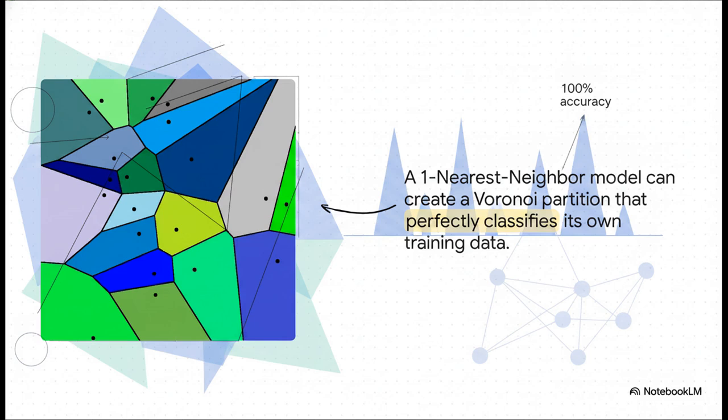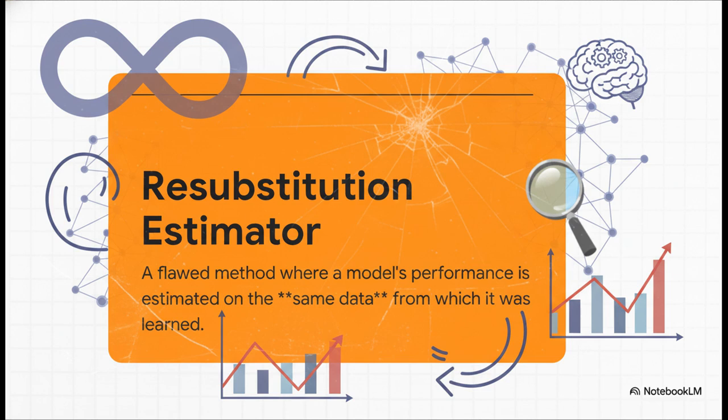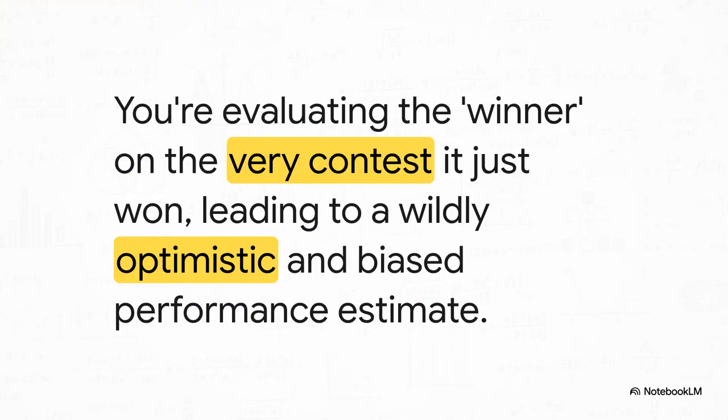Take a look at this. This is what a one nearest neighbor algorithm does. It's kind of an extreme example, but it's like the ultimate memorizer. It can create this incredibly complex, jagged boundary that perfectly ropes off every single data point in the training set. It will almost always get a perfect score on the data it trained on. And this ability to perfectly memorize leads to a very tempting but deeply flawed way of checking your work. It's called the Resubstitution Estimator, and it's when you test your model's performance on the exact same data you used to train it. And here's the trap.